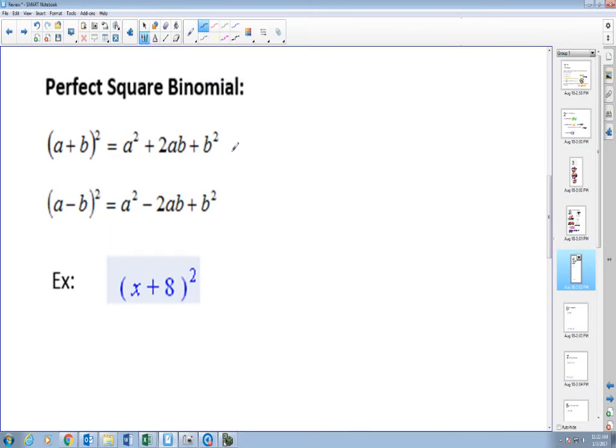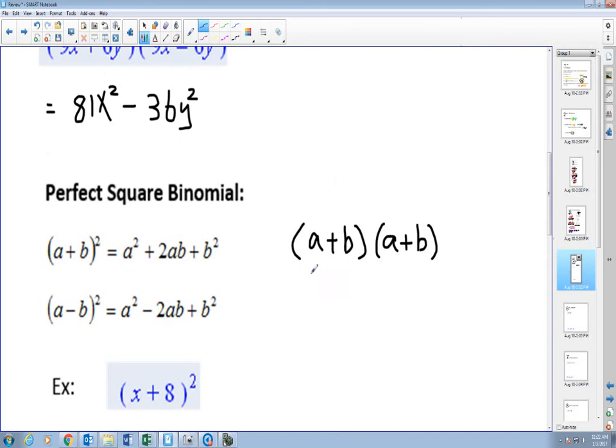Okay, so let me explain this real quick. The a plus b whole thing squared. The exponent squared tells you your base, a plus b, is multiplied by itself two times. So basically, this is two terms times two terms, just like the FOIL method.